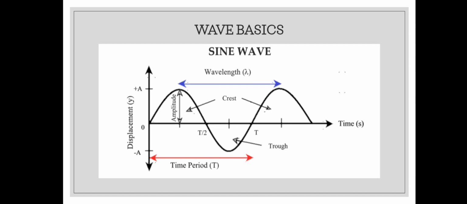And the time that it takes for the wave to complete one single oscillation, meaning one crest and one trough, is the time period. And wavelength is also the distance of one crest and one trough. And a more advanced definition of wavelength would be the distance between two points that are in phase. That's what I've shown here.